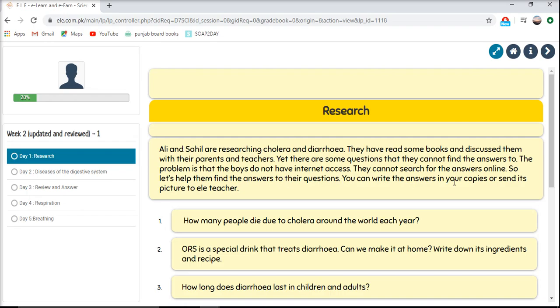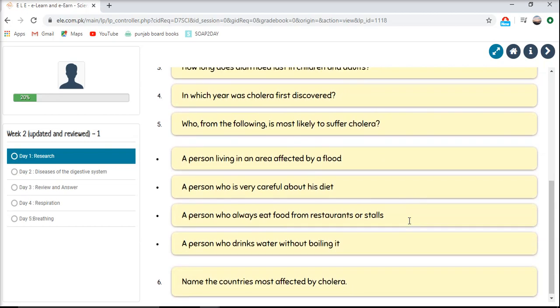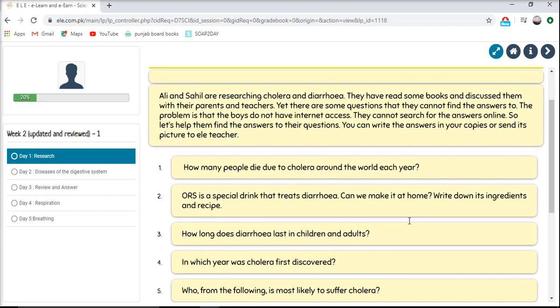You can write the answers in your copy or send its picture to the ELE teacher. So let's start with our research. How many people die due to cholera around the world each year? Here are the questions. We have some questions here which we will search answers to for Ali and Sahil. So write each one of the sentences here in Google and find their answers.